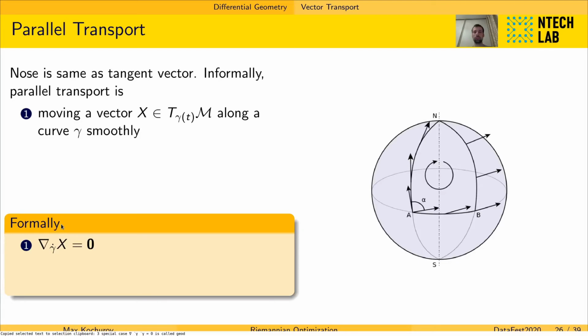Let's talk about parallel transport itself. And your nose is the same as tangent vector. Informally, parallel transport is moving a vector along the curve smoothly. And formally, the differential of the vector along the curve in the direction of movement should be 0.